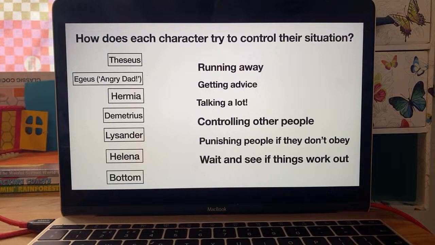Have you done it? Have you got a few where you can't decide? I've got the answers written down here, and even having done this lesson a couple of times, I'm thinking maybe change them a little bit actually. So I put Theseus, it's just waiting to see if things work out, isn't he? He's pretty chill. We'll just give it a few days and see if things decide for themselves. Aegeus, yeah, is definitely punishing people, nay, killing people if they don't obey him. That's one way of trying to do it.